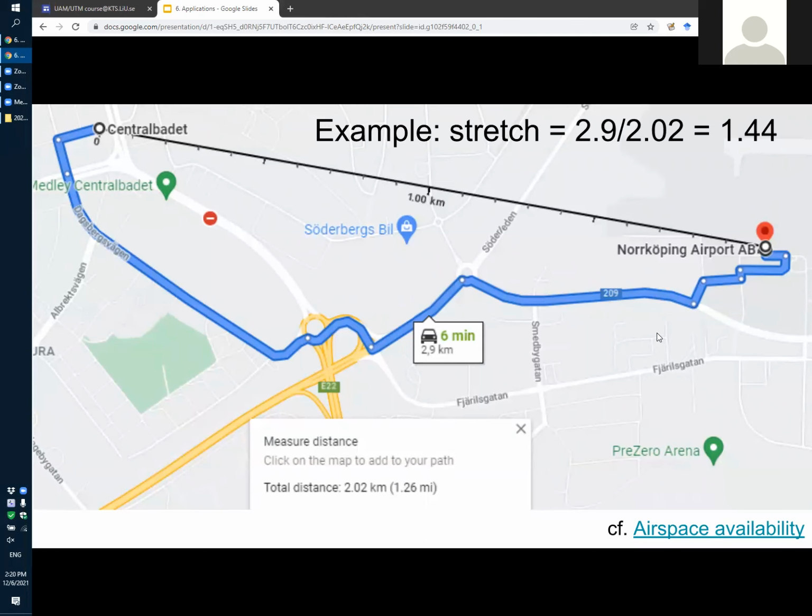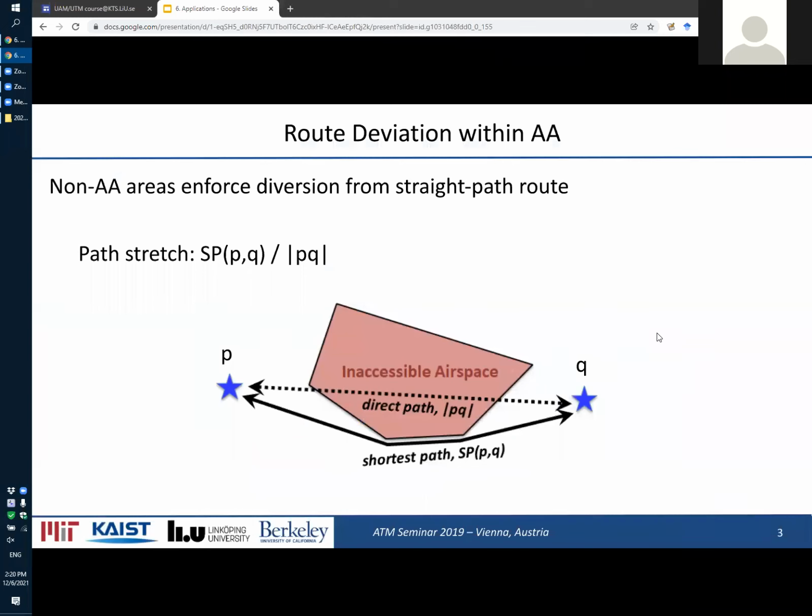There are also other stretch factors that may be relevant. This is something we had in the airspace availability lecture: when the airspace is not available, the drones would have to detour to go around the obstacles. There we could define this path stretch as the length of the shortest path around the obstacles divided by, again, the ground truth, the minimum distance, the Euclidean distance between 2 points.